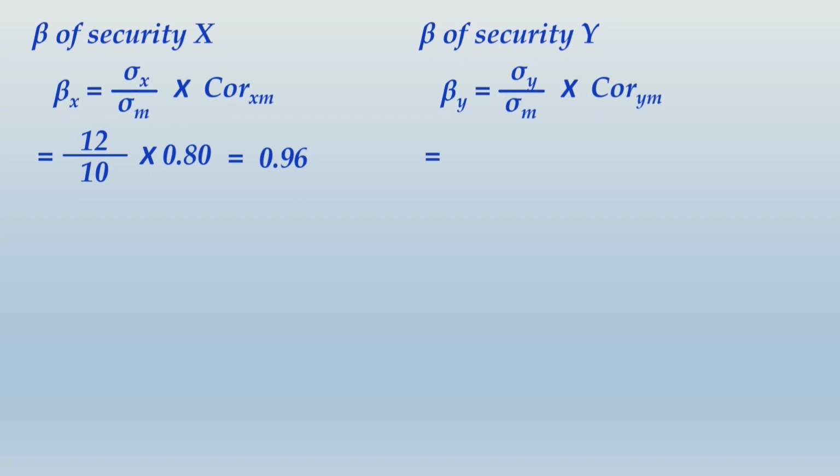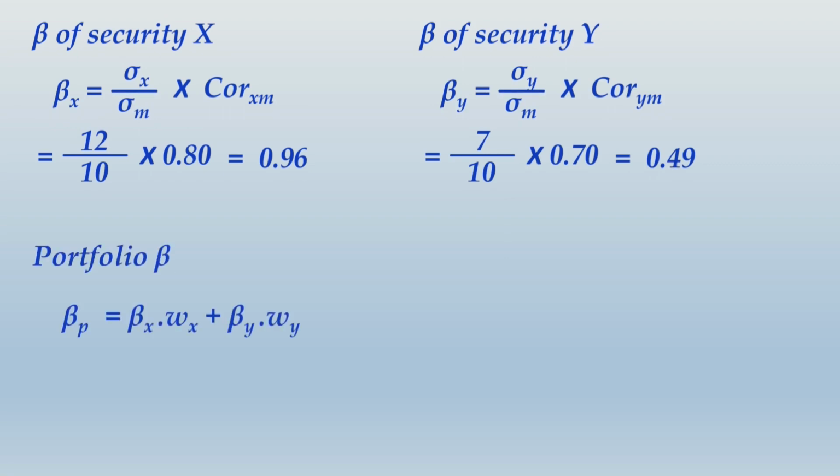And once you get the beta of both of these individual securities, you take the weighted average of these betas, and that will be the beta of portfolio. So portfolio beta will be beta of x into weight of x plus beta of y into weight of y. When you substitute these values, you get 0.772 as portfolio beta. So please write up this working and then I take you ahead.